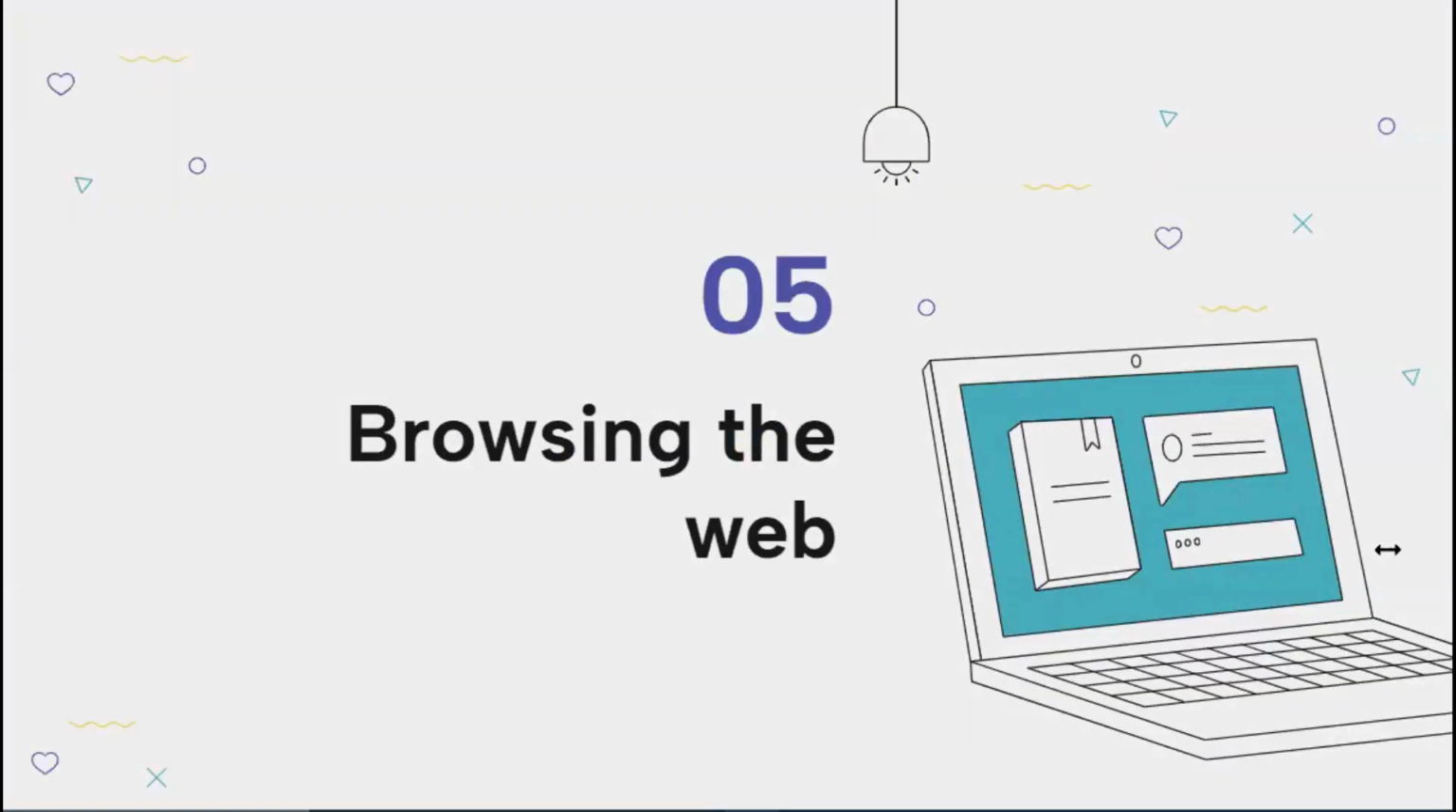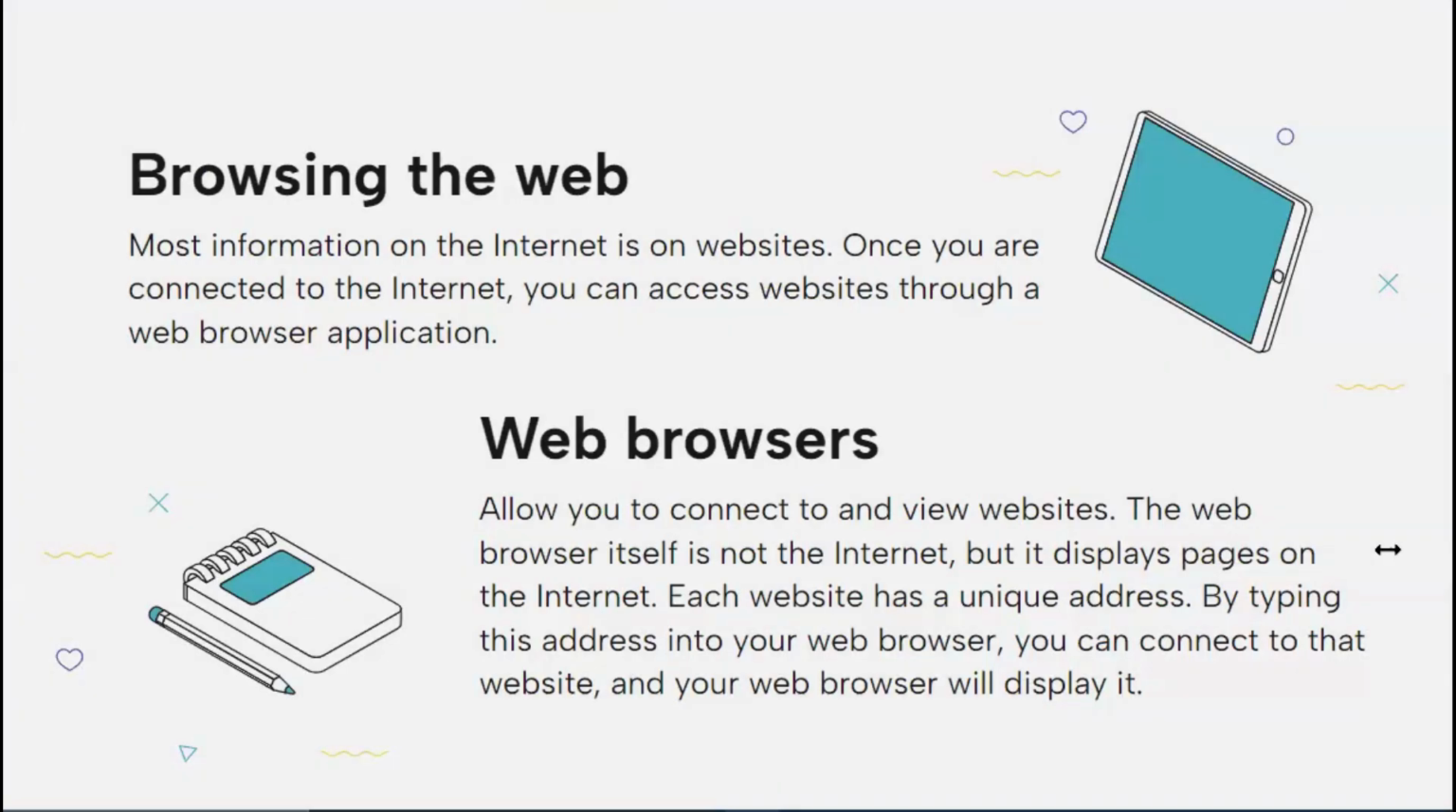Browsing the web. Devices typically connect through Wi-Fi or cellular internet connections. Sometimes libraries, cafes, and recreational centers also offer free Wi-Fi for their patrons, customers, and students. Most information on the internet is on websites. Once you are connected to the internet, you can access websites through a web browser application.